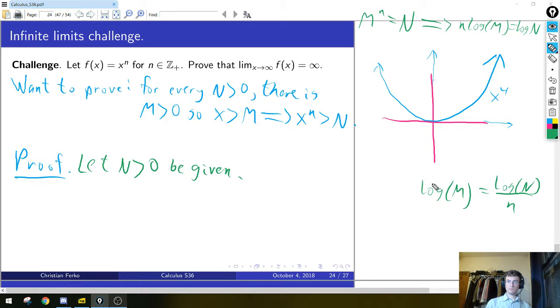Sorry, say that again. So I'm trying to undo the logs in this equation. So I take e raised to the power of both sides, right? E raised to the power of both sides kills the logs. Ah, that makes more sense.